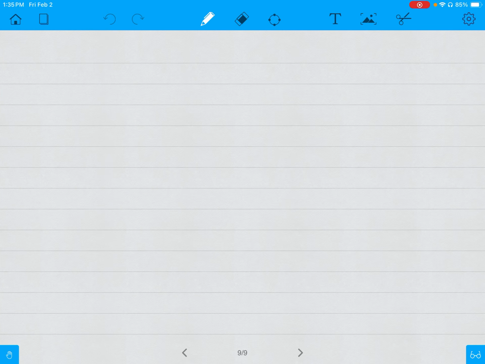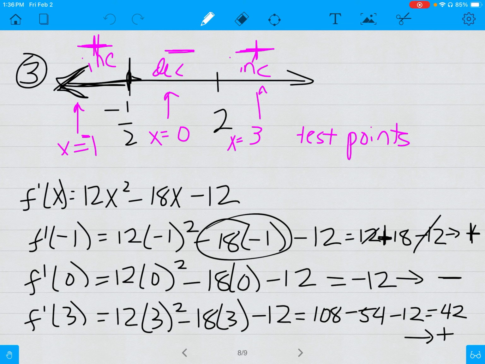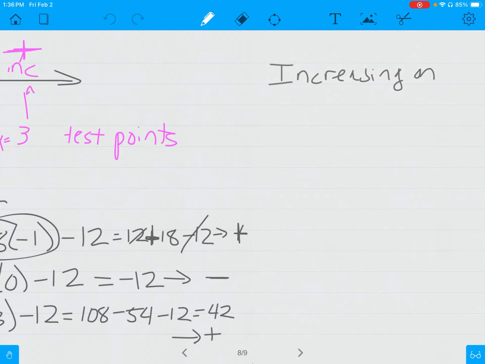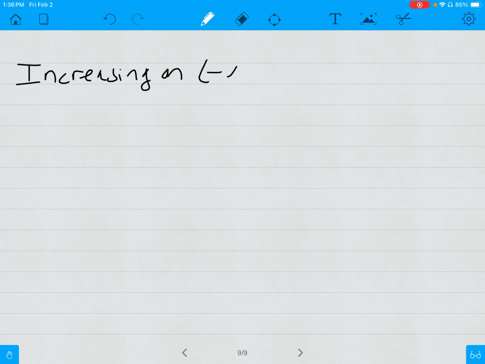So if I go over here, I'm going to get a new screen, and I can say the function is increasing on, well, it's increasing when I look at this first interval. That's everywhere all the way to the left, which is negative infinity, up to, but not including the value of negative 1/2, right? So it gets that round parenthesis, negative 1/2. We can't include the negative 1/2 because the derivative isn't negative there, it's 0.